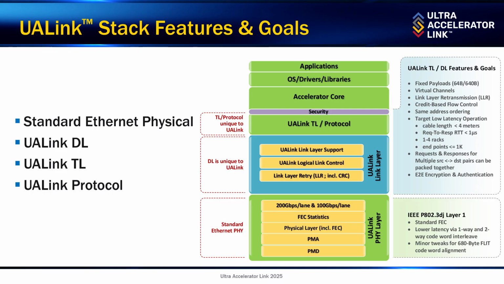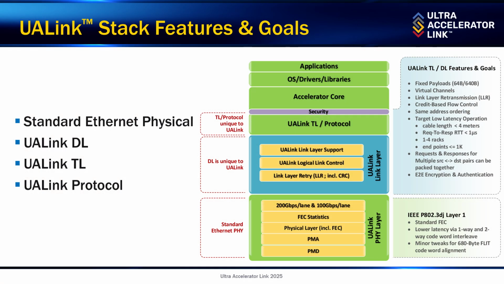We move up to the next step, which is going to be a data layer and a transaction layer, or a data link layer first. The data link layer supports fixed payloads. It's going to be a 640 byte flit at the data link layer. We add 40 bytes of forward error correction and overhead to that to get a 680 byte code word down at the physical Ethernet layer. These flit sizes are fixed. They do not alter. They do not change.